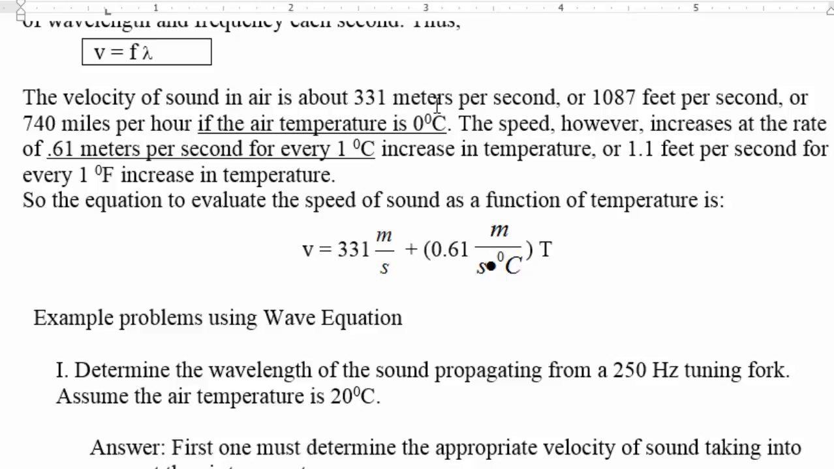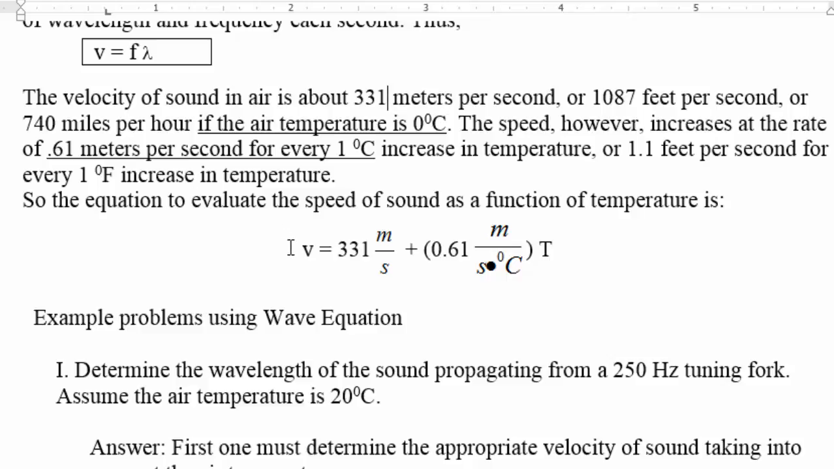Recall that the speed of light is 186,000 miles per second. So light is much faster than sound, and that's why we see lightning before we hear the thunder. Of course, lightning and thunder happen at the same time, but we see it before we hear it.